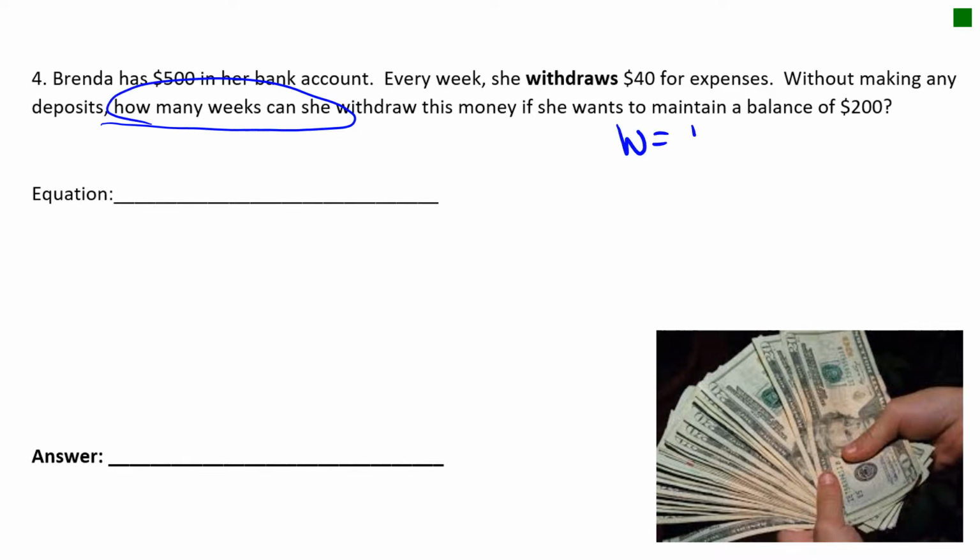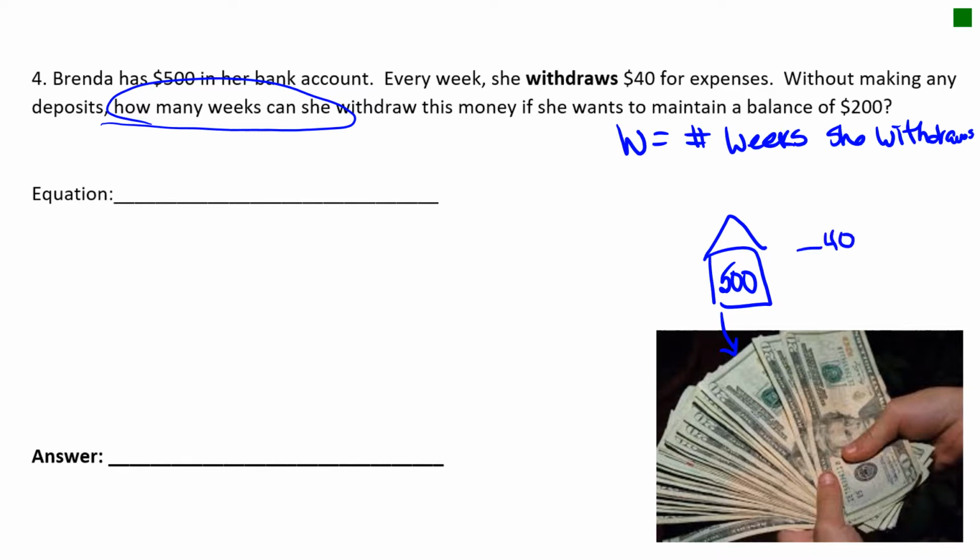So let W equal the number of weeks she withdraws. Let's start right at the end of the sentence. Withdraw means she takes out, okay? So here's what's happening. Brenda, here's her savings account that's in this bank. She has $500 right now. Every week, so on week 1, she takes away $40. Week 2, she takes away $40. Week 3, she takes away $40. Week 4, she takes away $40. The question is, how many of these $40 can she take away and keep $200?